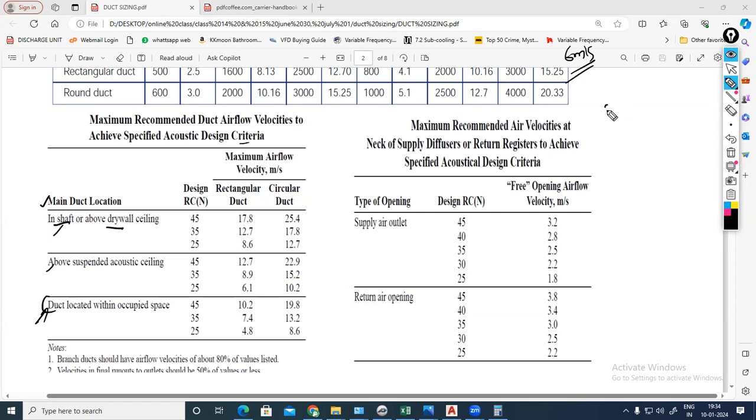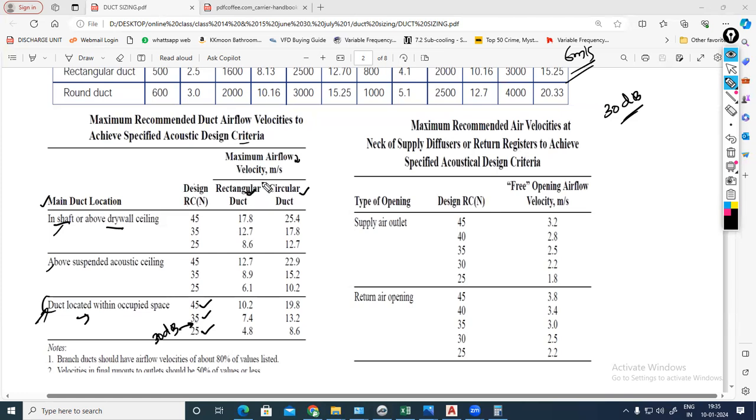As you know, my NC limitation is 30 decibel. For a duct located within occupied space, the design room criteria or noise criteria is 45 decibel, 35 decibel, 25 decibel. On all three ranges, whether it is a rectangular duct, what is the maximum airflow velocity? Where it is a circular duct, what is the maximum velocity? Anyhow, my range will come between 35 and 25, right? Because my demand is 30 decibel.